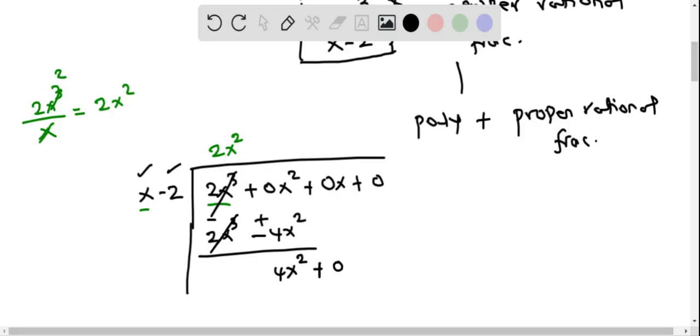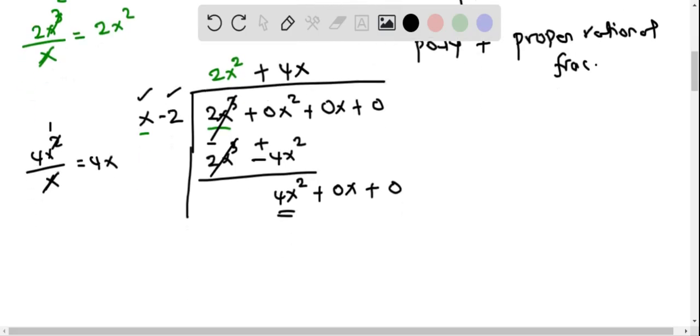And then I put the next term, that is 0x plus 0. Now we have to once again consider the first term of the remainder divided by the divisor. Here we have x, so once again we can reduce this to x^1. So this equals 4x. We put this 4x. Now multiply this 4x with the divisor. 4x times x is 4x^2, and 4x times negative 2 is negative 8x. We do the subtraction, negative, and this is positive. This becomes 0, and this is 8x.